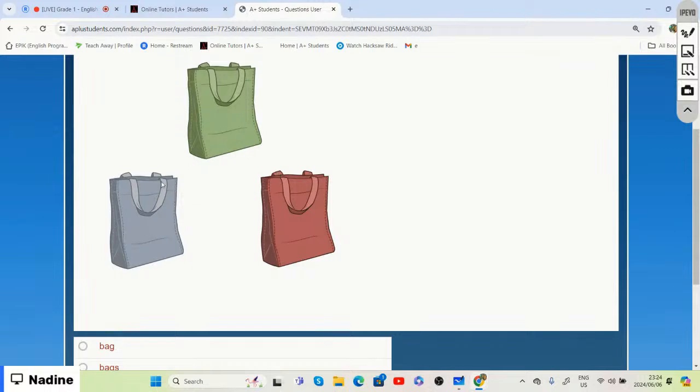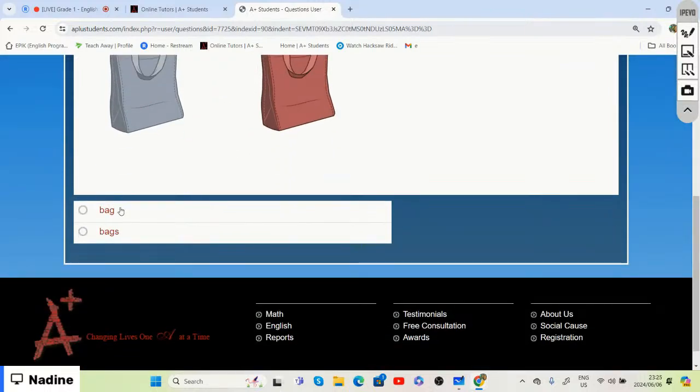And then if we look at this picture, there's one, two, three, right? Do we say three bag or three bags? Which one is the correct one? Three bag or three bags? So do we say three bag or do we say three bags? Right? So we say three bags with an S.